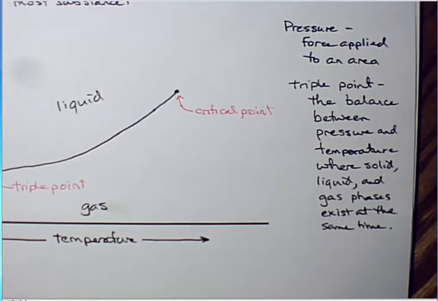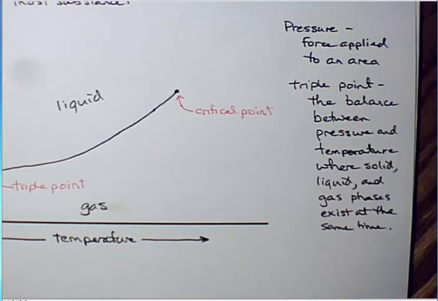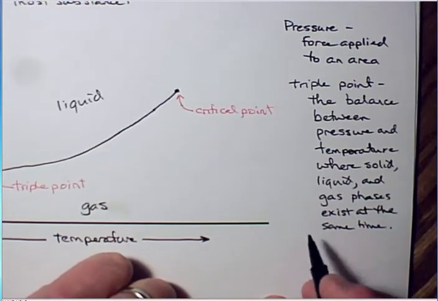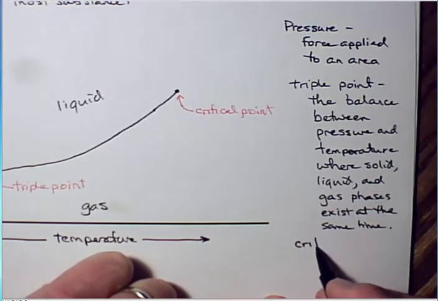And that's not for different substances, that's just for one substance, any given substance at a time. Okay? Pick a substance, any substance. And for that substance, that triple point exists at a certain balance where the pressure and temperature allow all three phases to exist at the same time. Okay? Critical point.